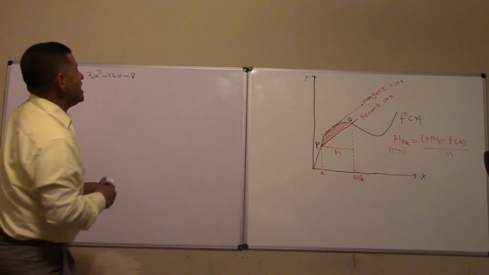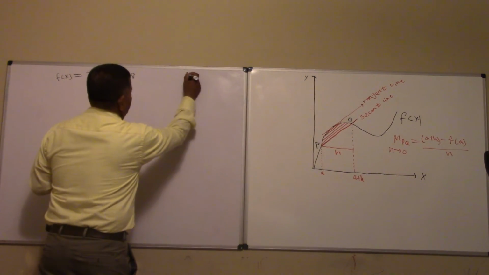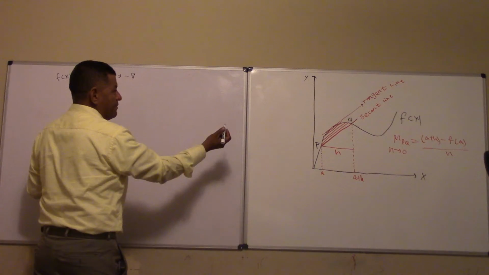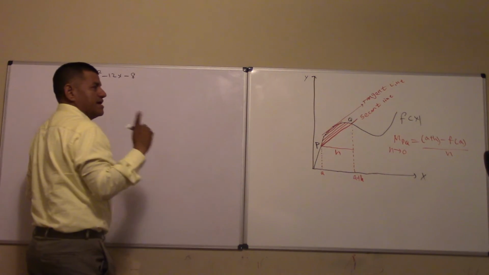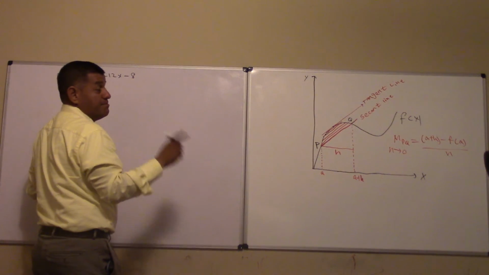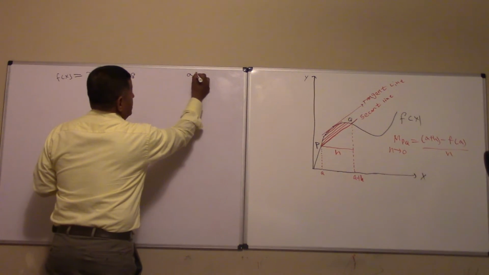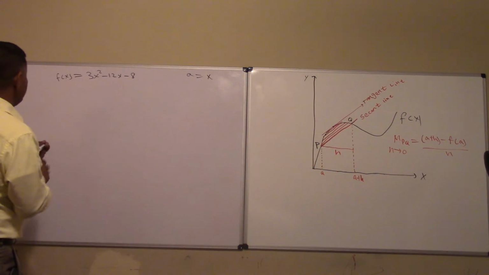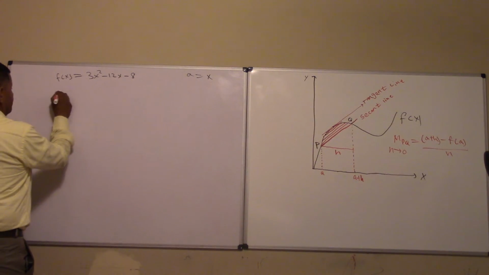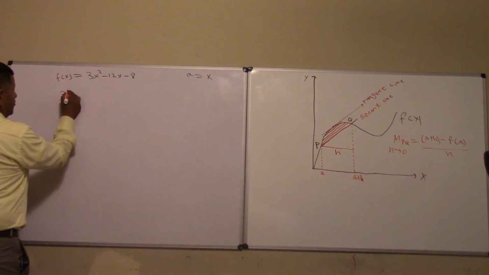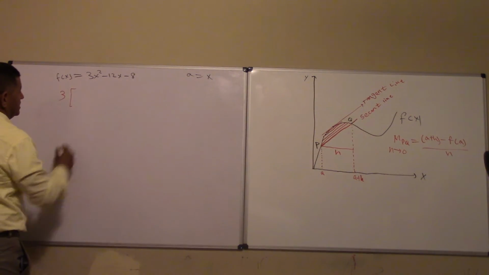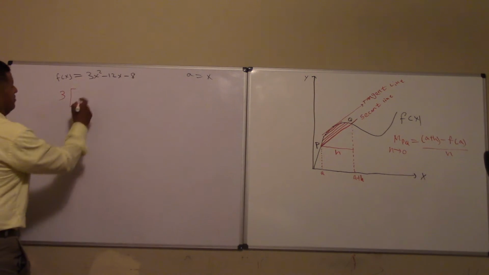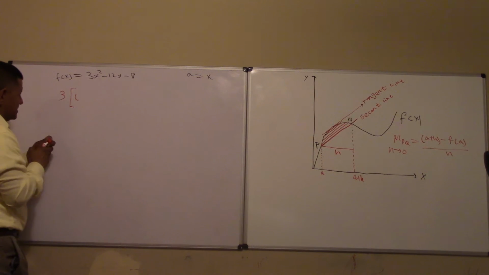Notice that I have an a plus h. In this case, what I'm going to do is replace x by a, so a is equal to x. Now, what I'm going to do is the following. I'm going to put a bracket here. I put 3 here and put a set of brackets, and then in this bracket, I will replace whatever I see as x.